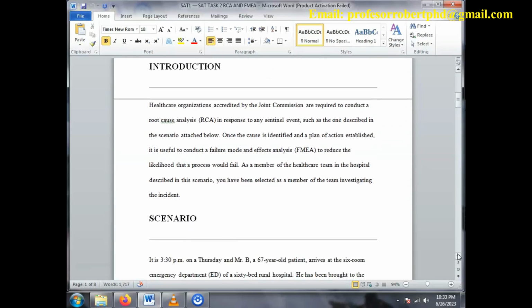Introduction. Healthcare organizations accredited by the Joint Commission are required to conduct a root cause analysis, RCA, in response to any sentinel event, such as the one described in the scenario attached below. Once the cause is identified and a plan of action established, it is useful to conduct a failure mode and effects analysis, FMEA, to reduce the likelihood that a process would fail. As a member of the healthcare team in the hospital described in this scenario, you have been selected as a member of the team investigating the incident.